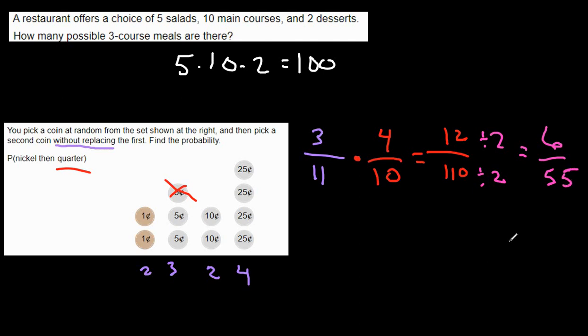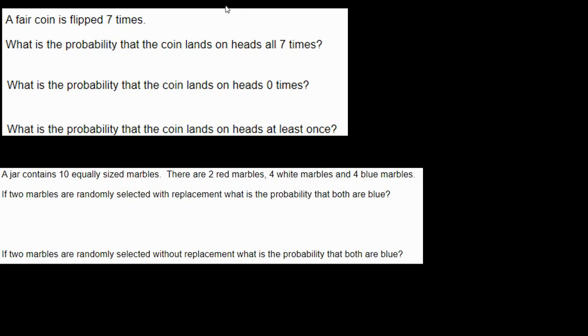Go ahead and pause it if you need more time. So if a coin is flipped 7 times, what's the probability that it lands on heads all 7 times? Well, these are independent events. And in a fair coin, we're expecting a 1 out of 2 chance for the coin to land heads. So this would actually happen 7 times. 1 half times 1 half, we're going to do that 7 times.